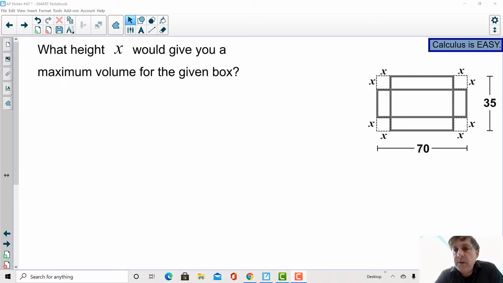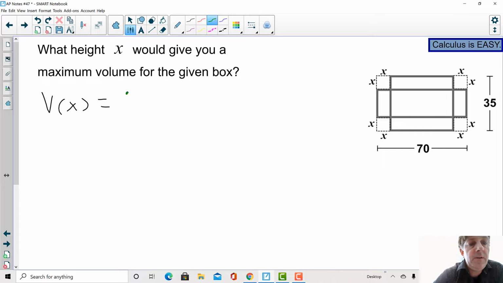Okay, we're going to take one more look at these optimization questions. Again, our first example, we have this box that we're constructing. We're going to cut out the corners. We want to figure out what would be the maximum volume. Okay, we're going to start off with the formula for the volume of a box. The volume is going to be the length times the width times the height.